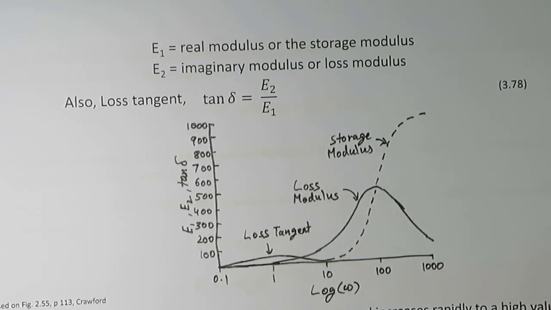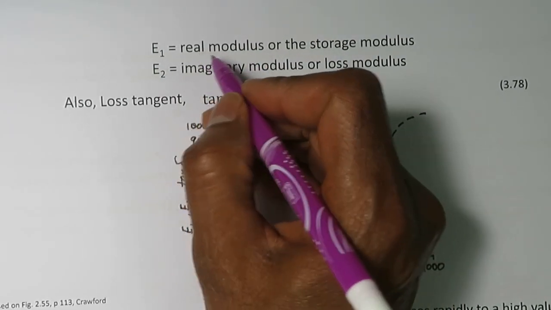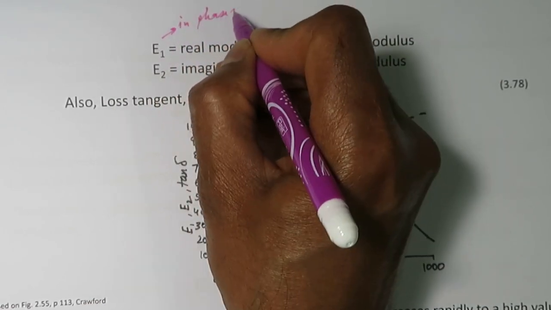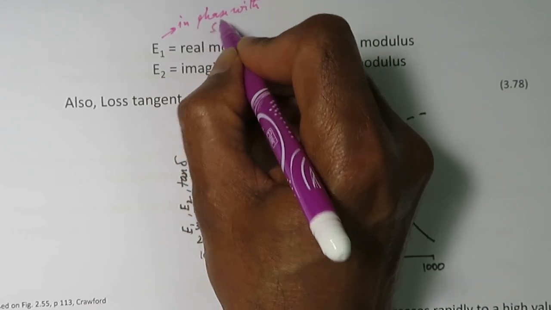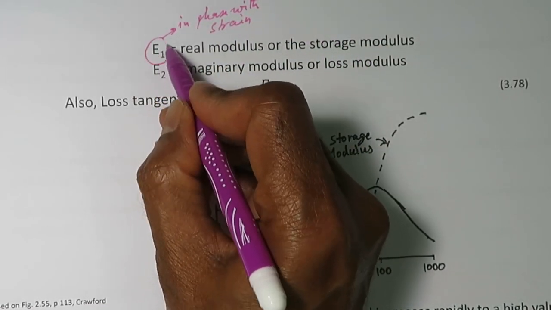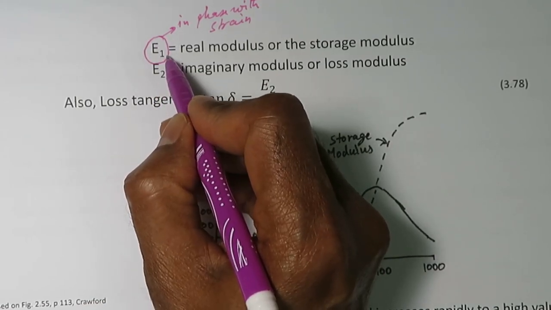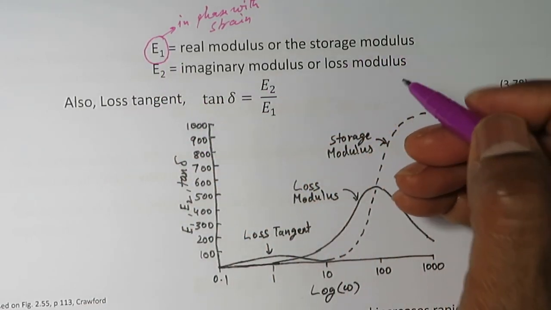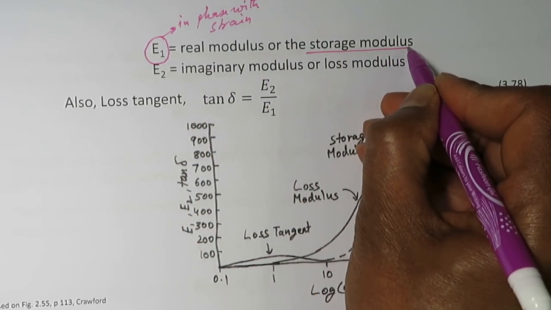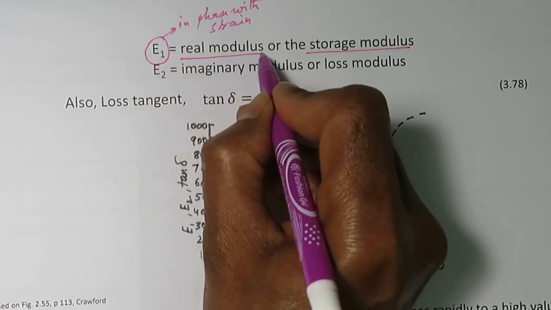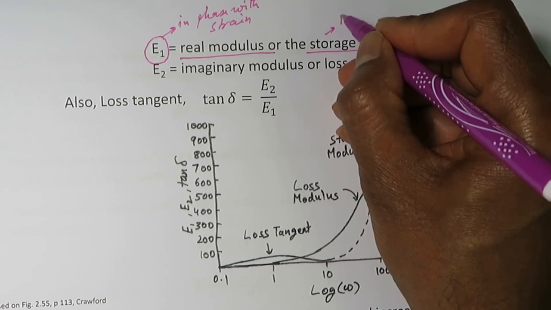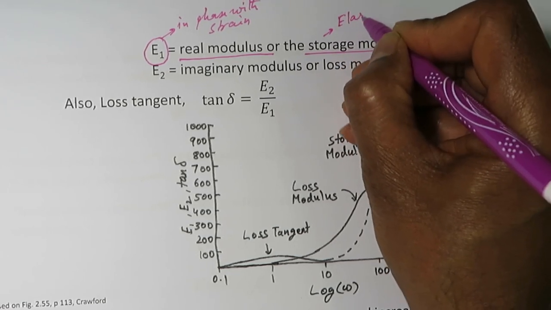Now we have defined E1, which is in phase. The stress which is in phase with the strain indicates the purely elastic part, and that's why this is called storage modulus, also known as real modulus. Storage modulus because this is the part where the elastic energy is completely stored.